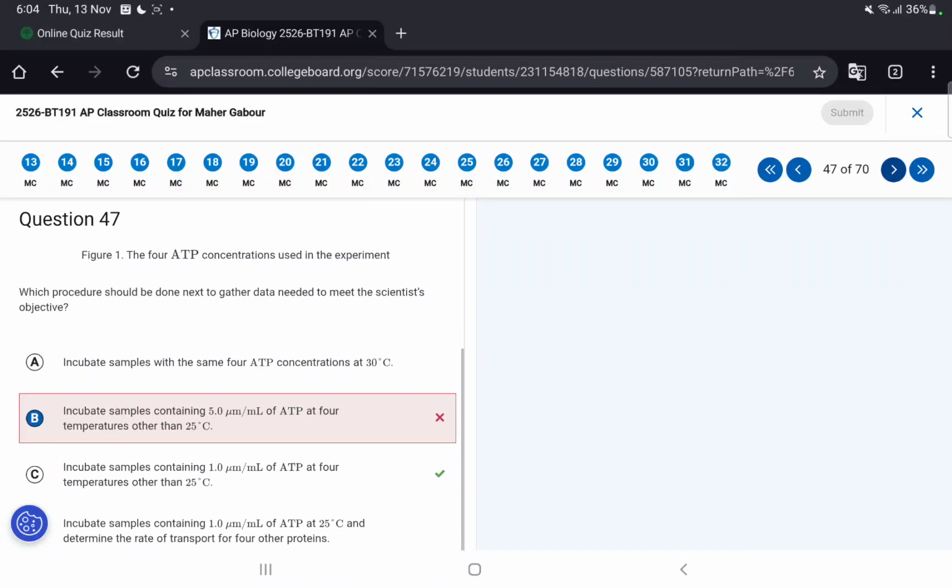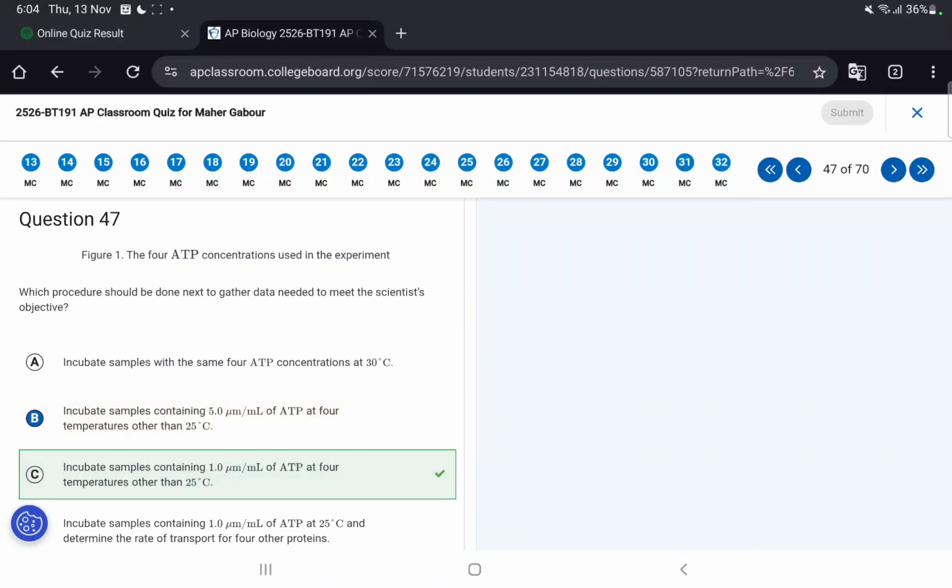Okay, so we incubate samples containing 1 micrometer per milliliter of ATP at 4 temperatures other than 25 degrees Celsius. So we start trying different temperatures.